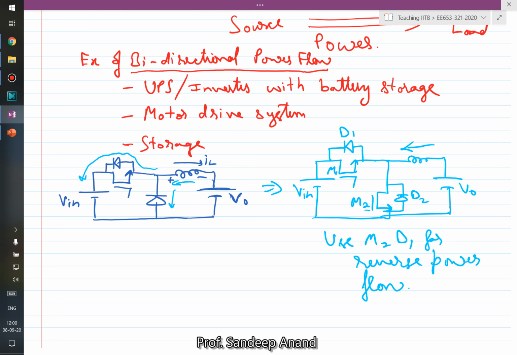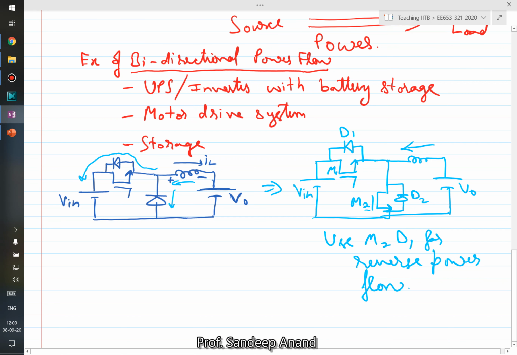How does it work? When you turn on M2, the current would flow through M2, and when you turn off M2, current would flow through the diode. So in fact, if you look from the output to input side, it would feel like a boost converter. When you are closing M2, the output is charging the inductor. When you are opening M2, the inductor is getting discharged into the input, still output is connected, right? So from this point of view, it would look like a boost converter, right?